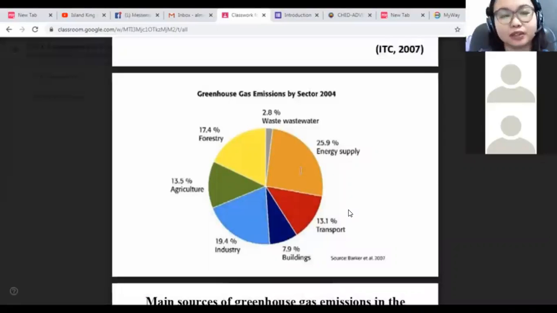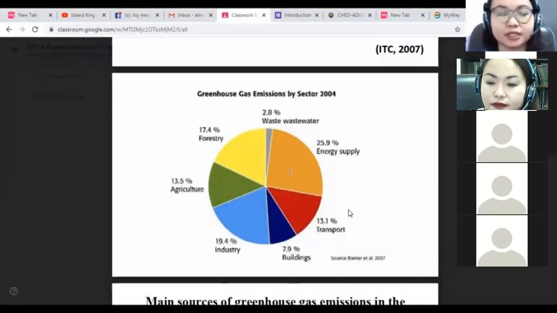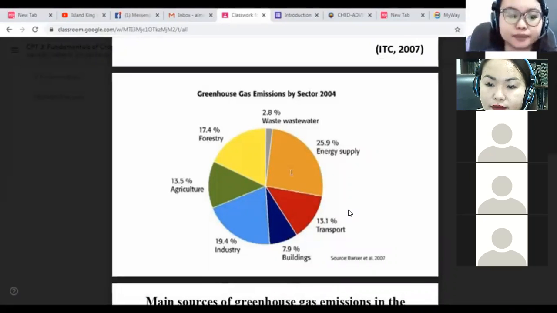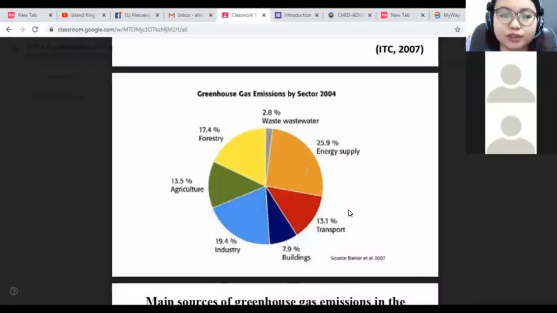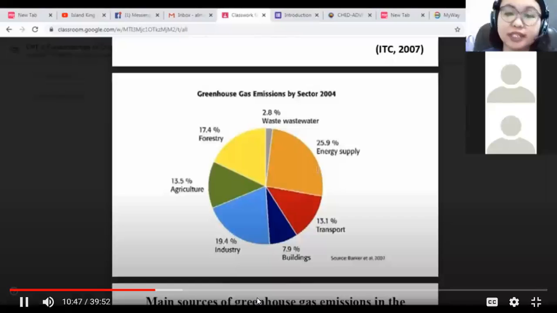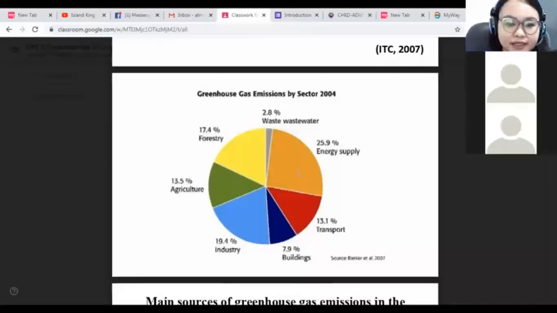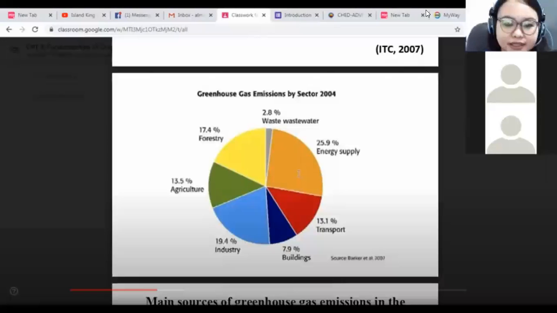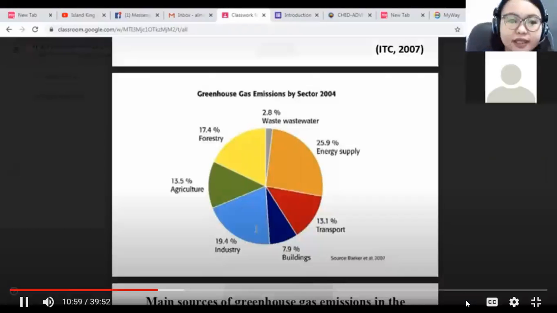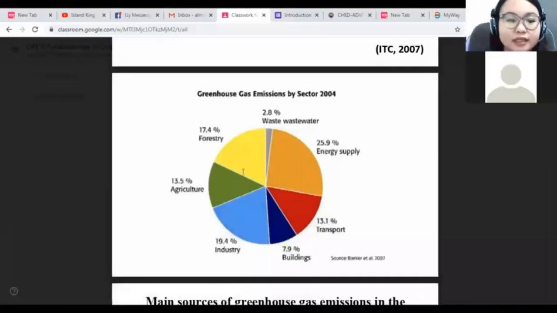Burning coal, sometimes ours is from waterfalls, natural. These are just natural energy supply. But for some, we generate energy from coal, so they emitted greenhouse gas by 25.9%. So it's the highest, followed by the industry. And next is forestry.